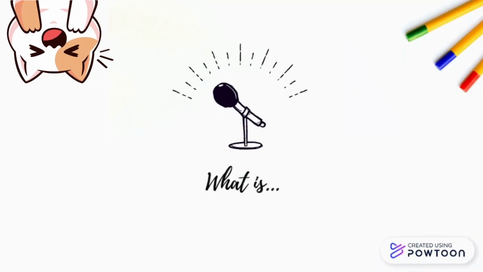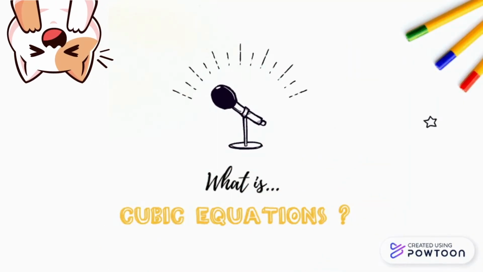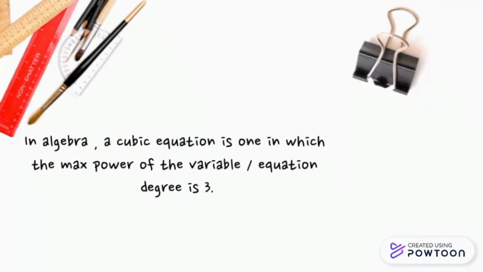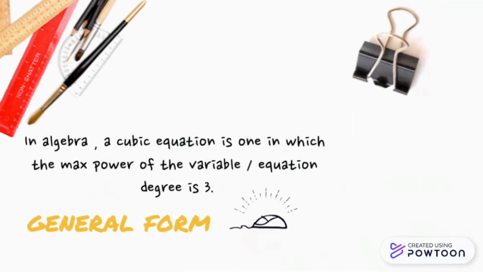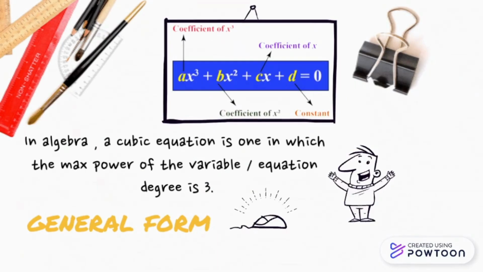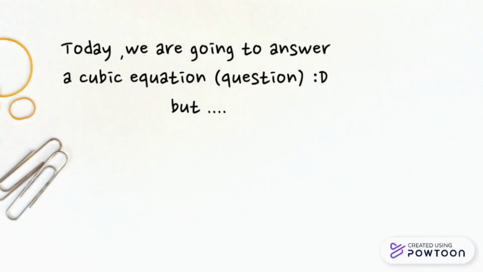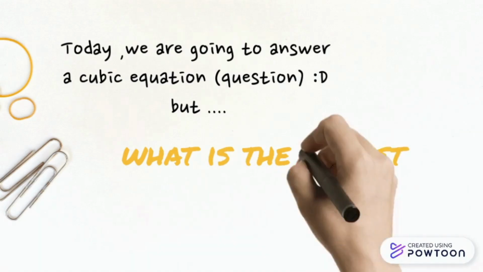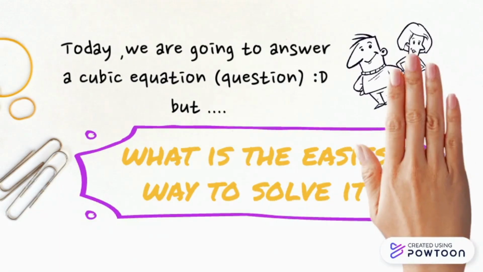What is a cubic equation? A cubic equation is one in which the max power of the variable degree is 3. Today, we are going to answer a cubic equation. But what is the easiest way to solve it?